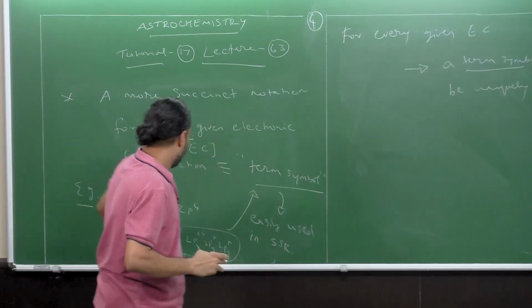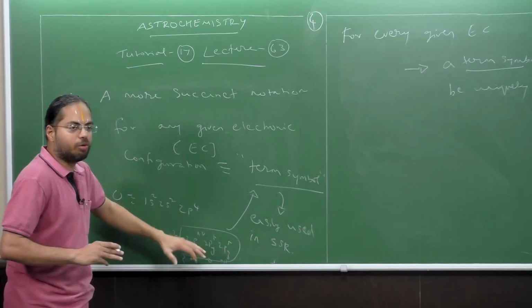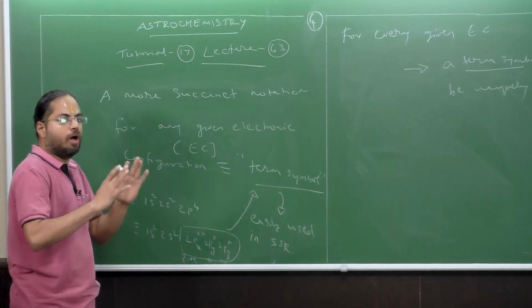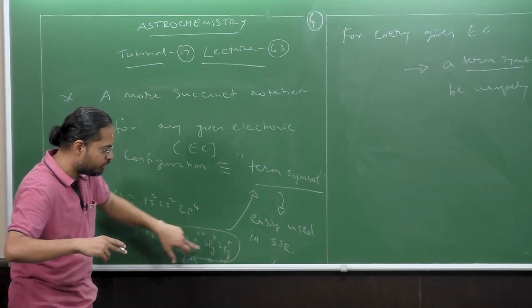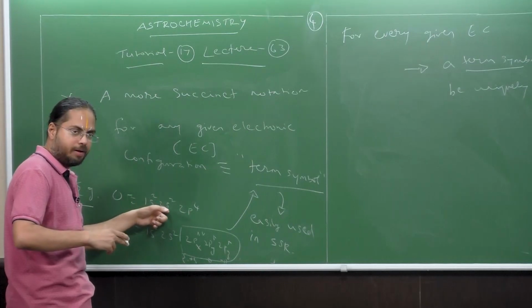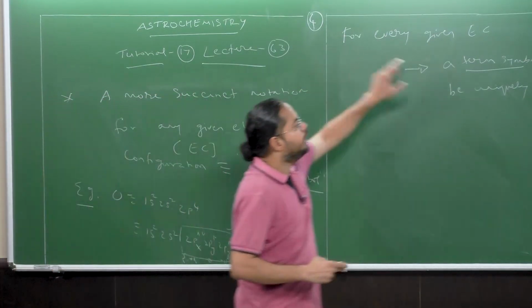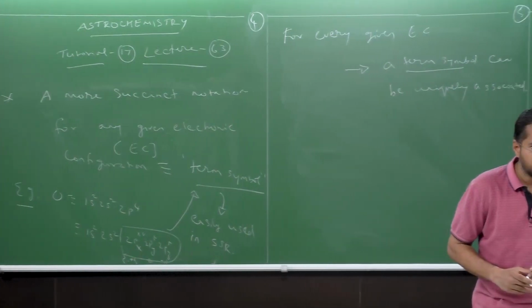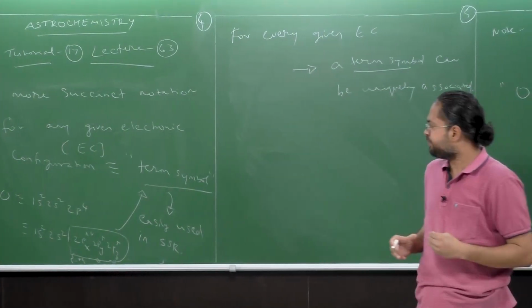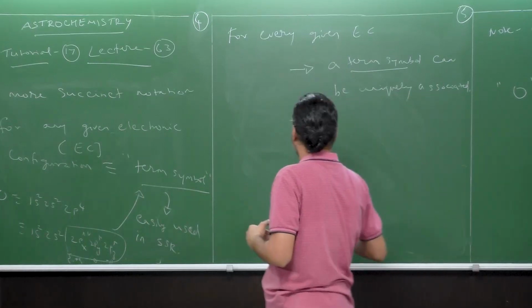Given an electronic configuration where we've also taken into account the spins of the electrons, such as this, not this one, then a unique term symbol can be associated with the electronic configuration. So, what is this term symbol?